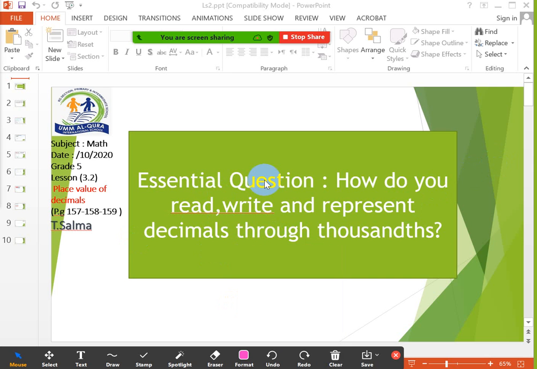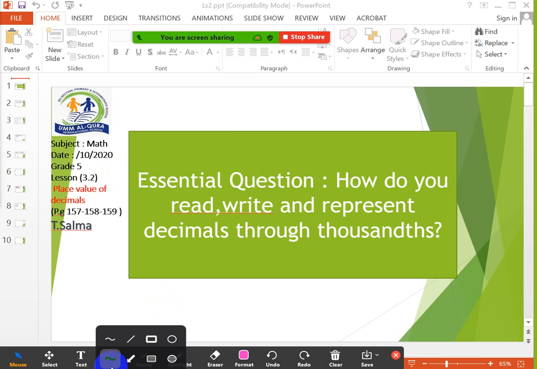Okay, girls, so please bring your books and pencils and please open them on page 157. Today we will talk about how to read and write decimal numbers according to the place value of each digit. I'm fine, thank you, Lama. So today we will talk about how to read and write decimal numbers according to the place value.